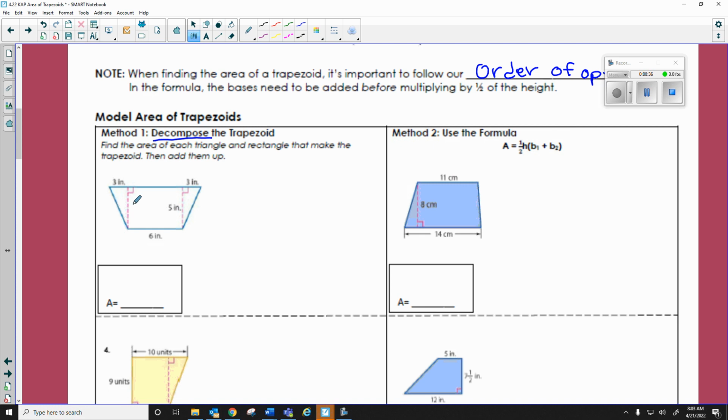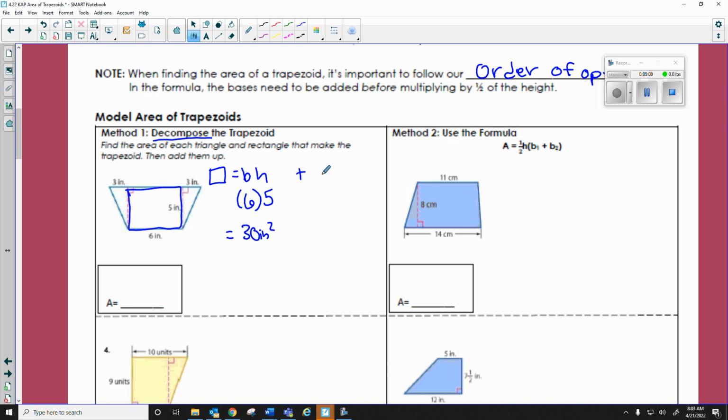Okay, I noticed that a trapezoid, in a way, has this rectangle in the middle, and then it's got a triangle on each side. So what we could also do is break it down and then add those shapes in the end. Okay, so let's start with the rectangle. We always want to start with our formula, substitute and solve. The formula for a rectangle is base times height. Substitute in the values. The base of this is going to be 6 times the height is 5, and therefore the area is going to be 30 square inches.